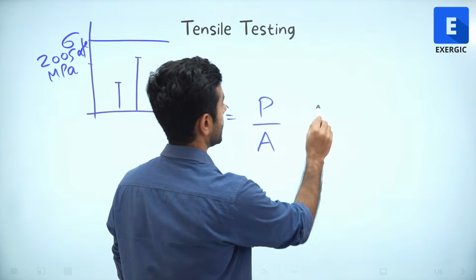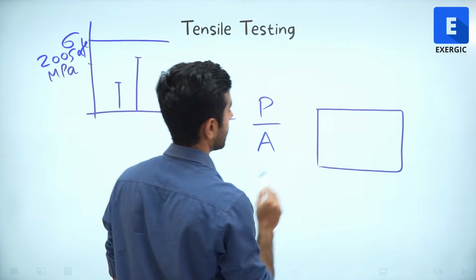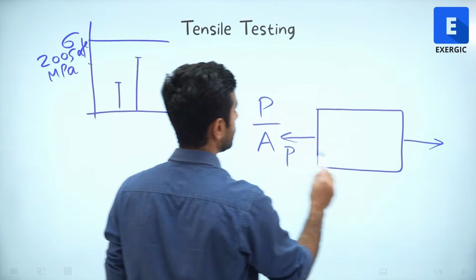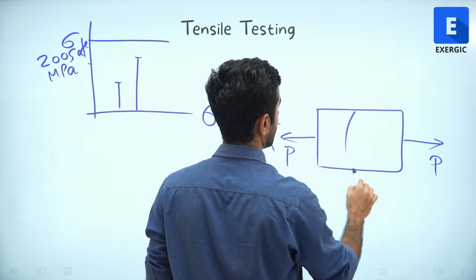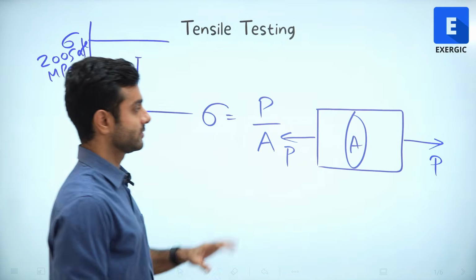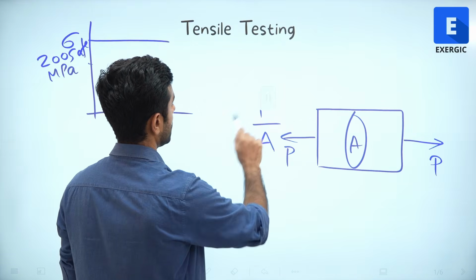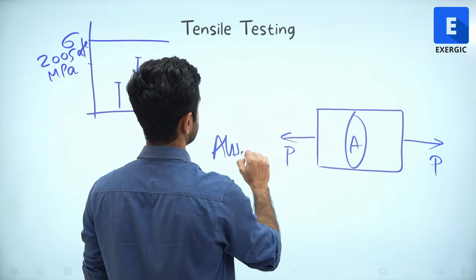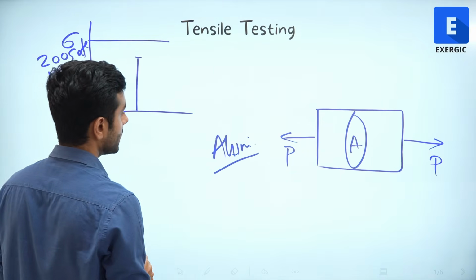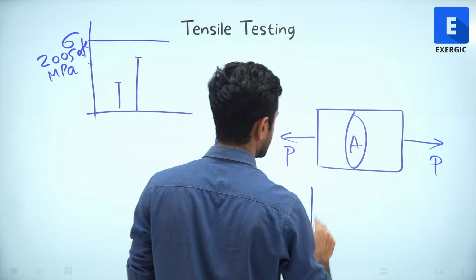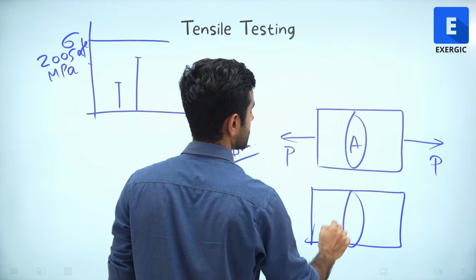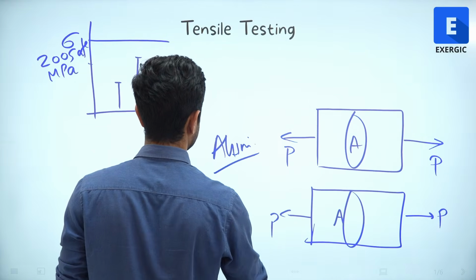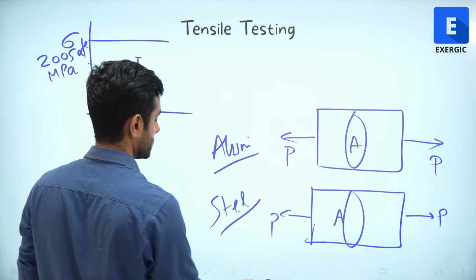So if you have a component, if you have a bar on which the same load P you are applying, and the cross-sectional area is also the same. This is bar 1, let's say of aluminium. Correct? Then there is another bar, looking exactly the same, same cross-sectional area, same load P you are applying, but this is of steel, let's say.